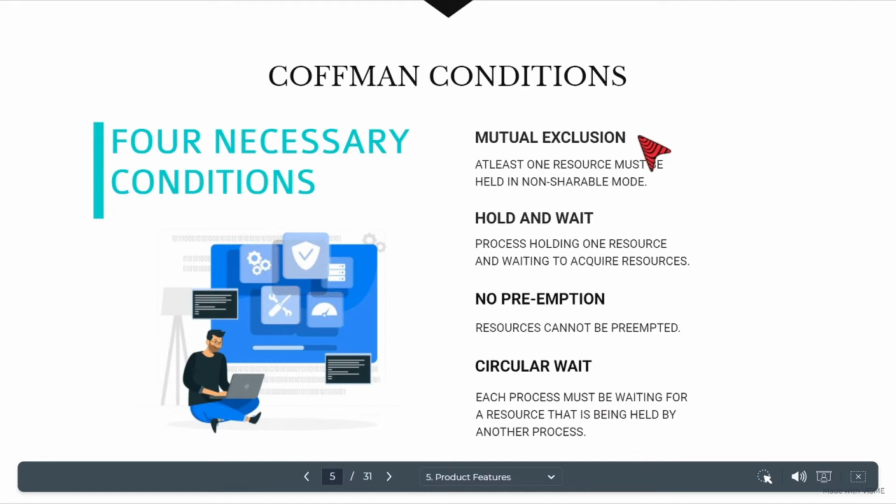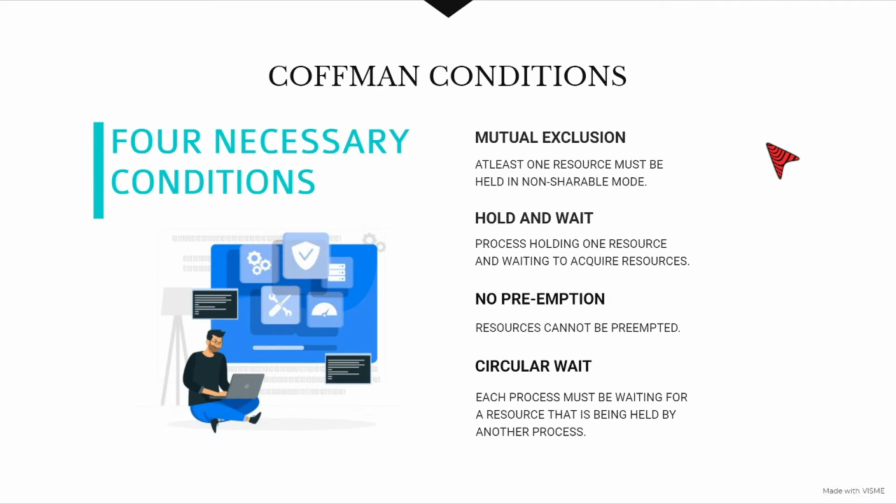What is mutual exclusion? At least one resource must be held in non-shareable mode. For example, take the same car and road. The car is a process and the road is a resource. So the road must not be shareable. In that case, it is mutual exclusion. There should be no way for the other car to move. That is not shareable. So that is called mutual exclusion.